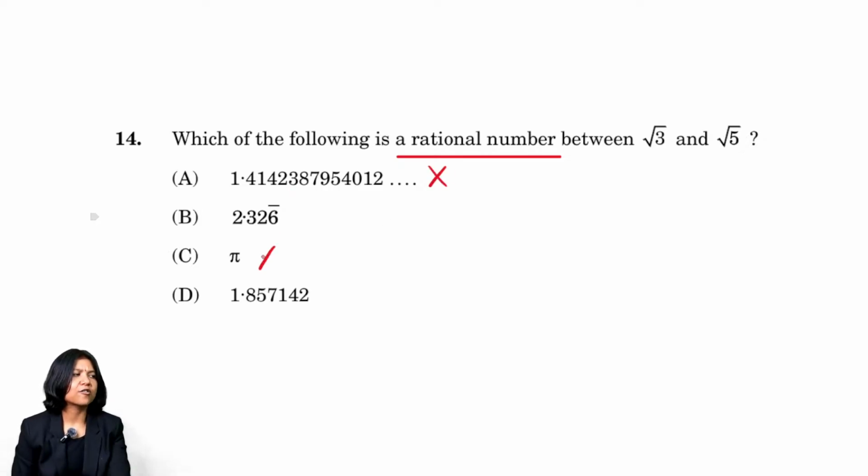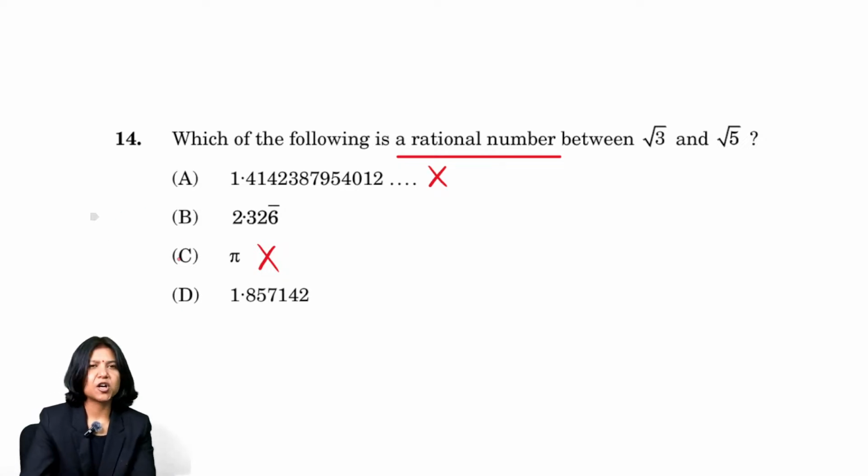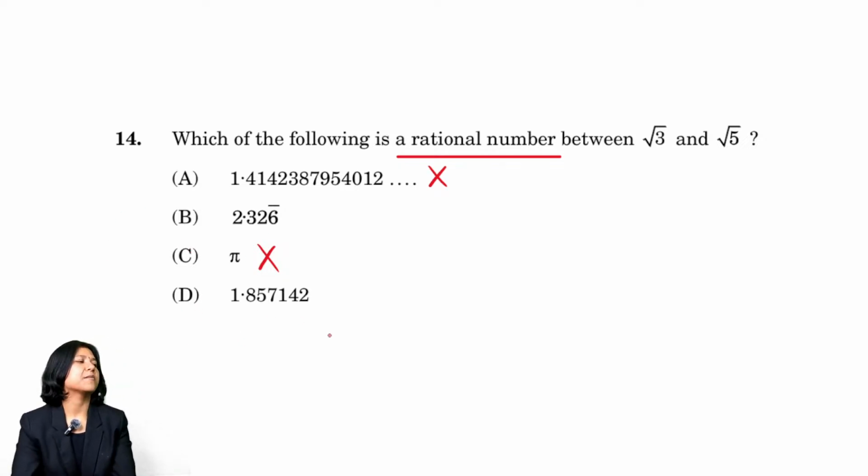Pi is also an irrational value. I tell my students that pi is like, imagine a straight line, and then you want to bend it. If you're bending it into a curve, then that is where pi enters. And that pi value is definitely irrational. It's not something that is fixed. All right. And now we have 2 options, 2.326 and 1.85.